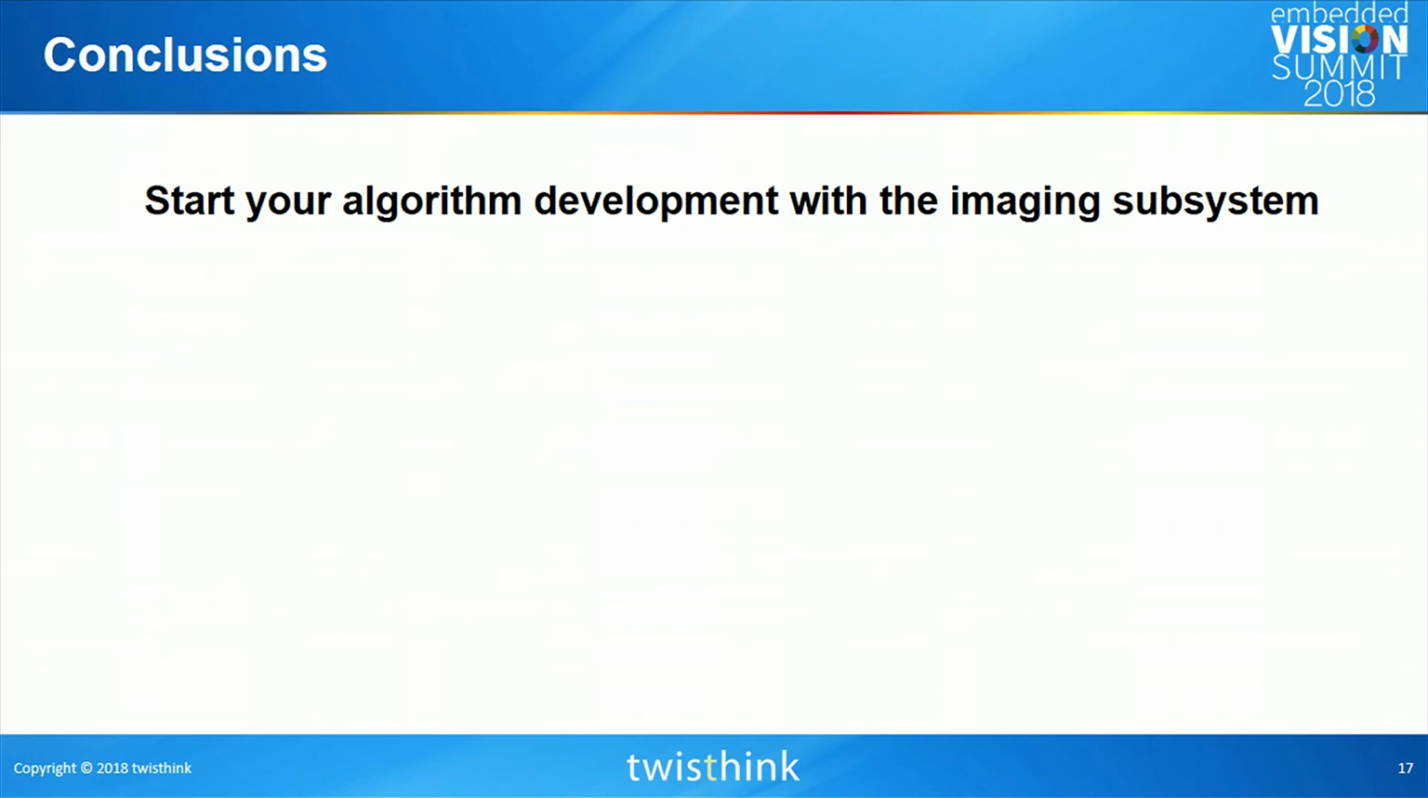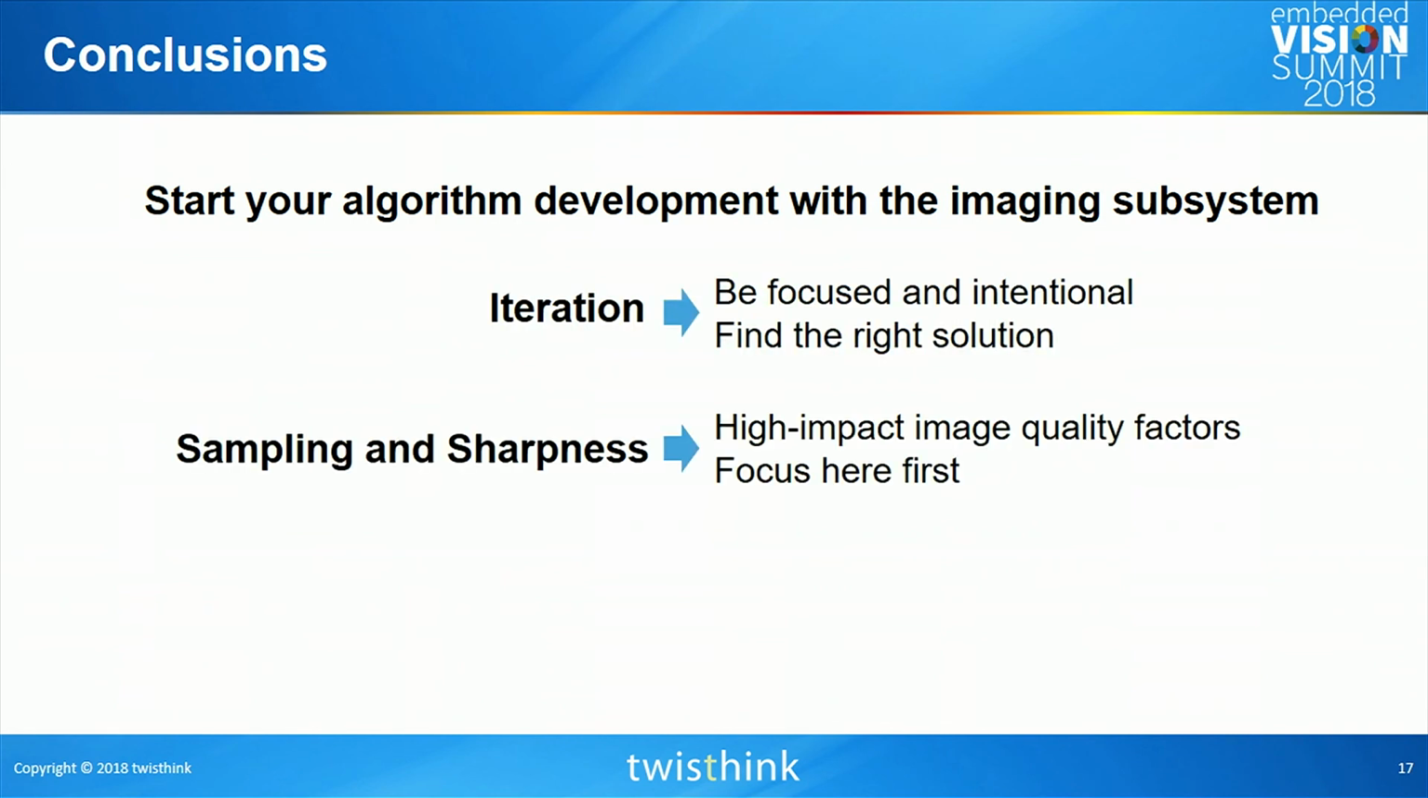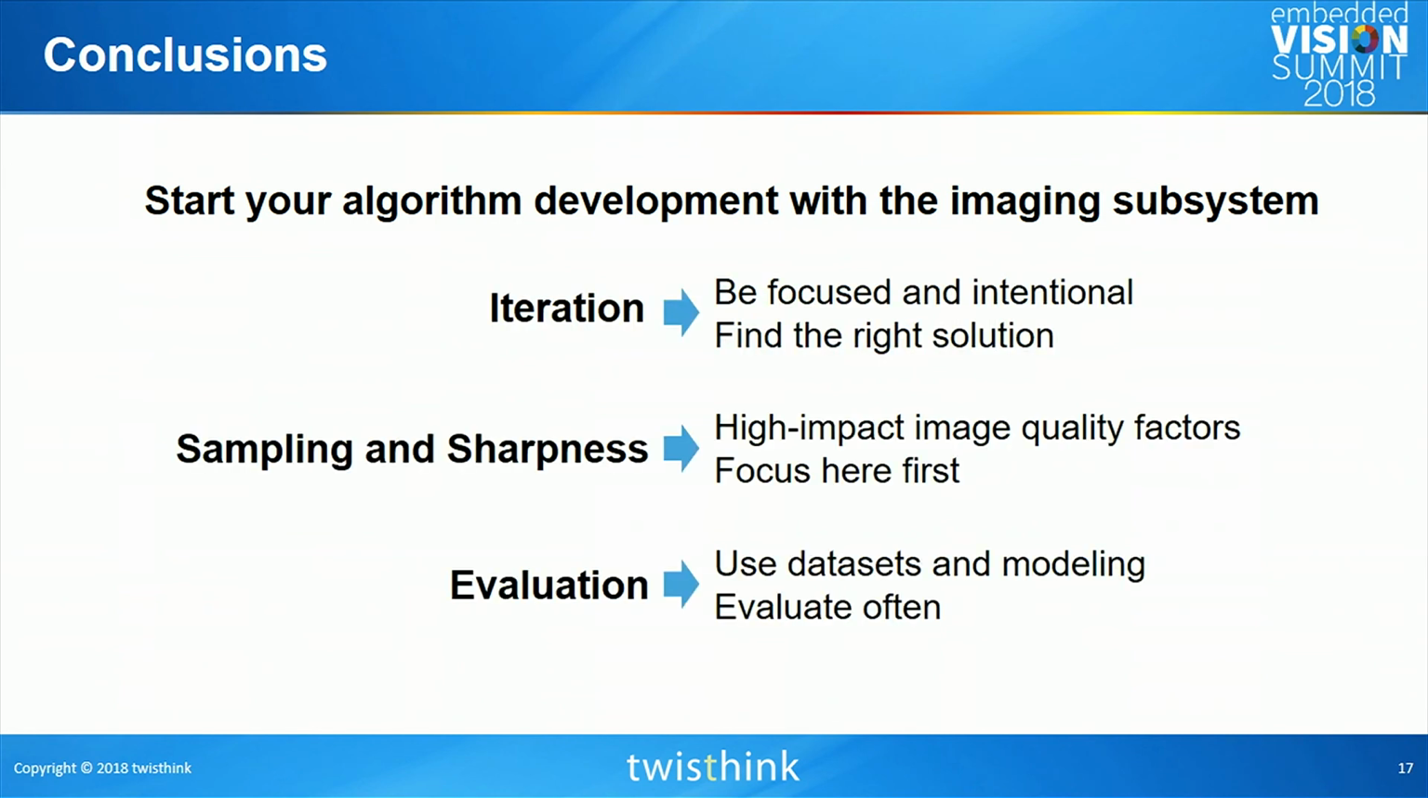So in conclusion, I've described a couple of reasons why we should start our algorithm development with the imaging subsystem, and I've given you 3 practical techniques that you can take home to be more effective with it. First one is iteration. Use build, measure, learn loops to be focused and intentional on your learnings. Use that iteration to find the right solution that meets your business needs.